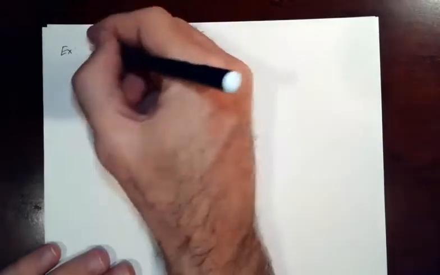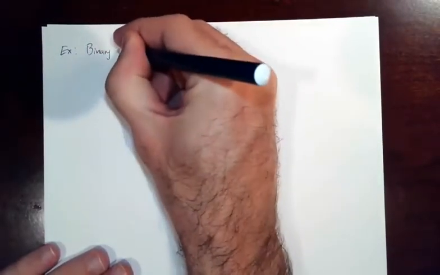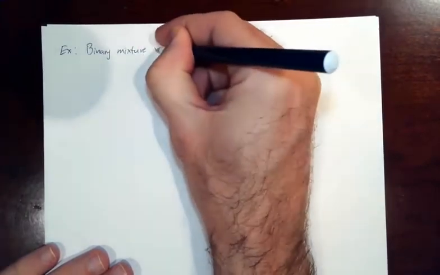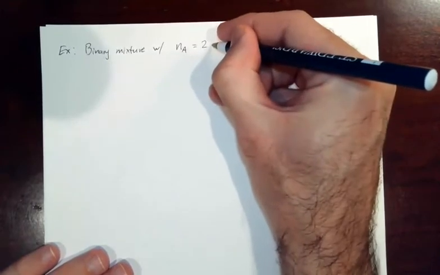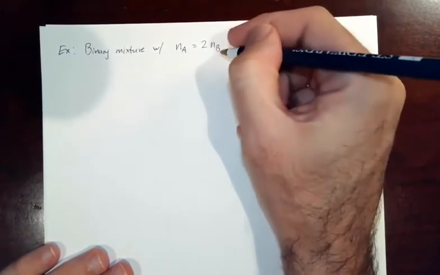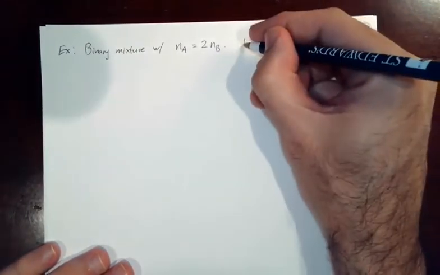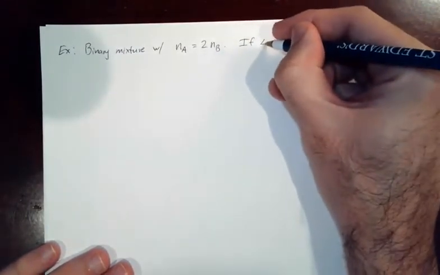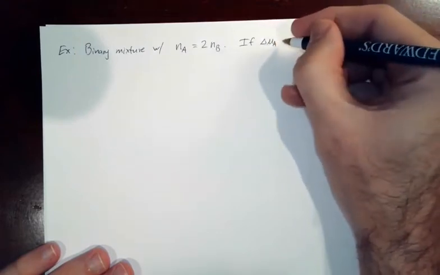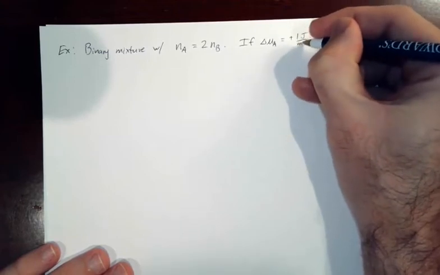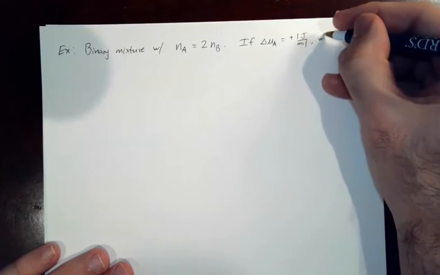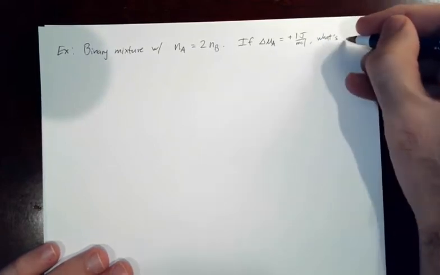Okay, so let me show you an example of this. Let's say I have a binary mixture with NA having twice as many moles as NB. And let's say that mu A changes by 1 joule per mole, then what's delta mu B?